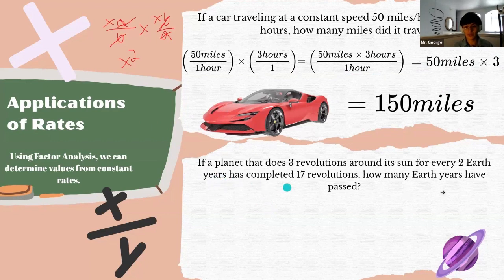If a planet that does 3 revolutions around its sun for every 2 Earth years has completed 17 revolutions, how many Earth years have passed? So what this is basically saying is that it's 3 revolutions around the sun for every 2 Earth years. So if 2 years pass here, that means that 3 years have passed on that planet, right? And if it has completed 17 revolutions, how many Earth years have passed here? Do we understand the question?